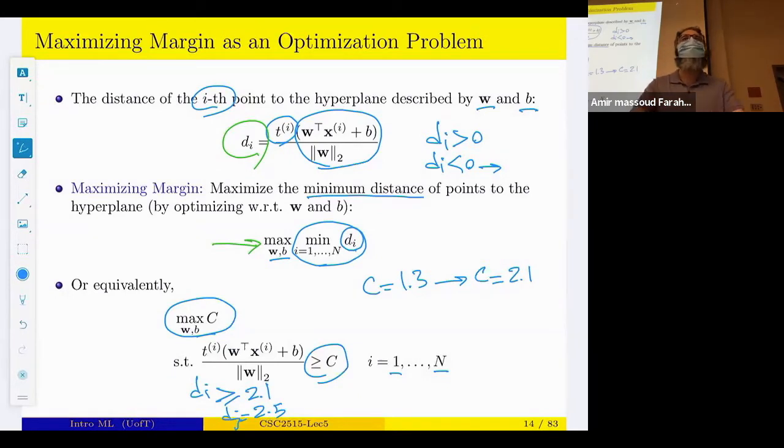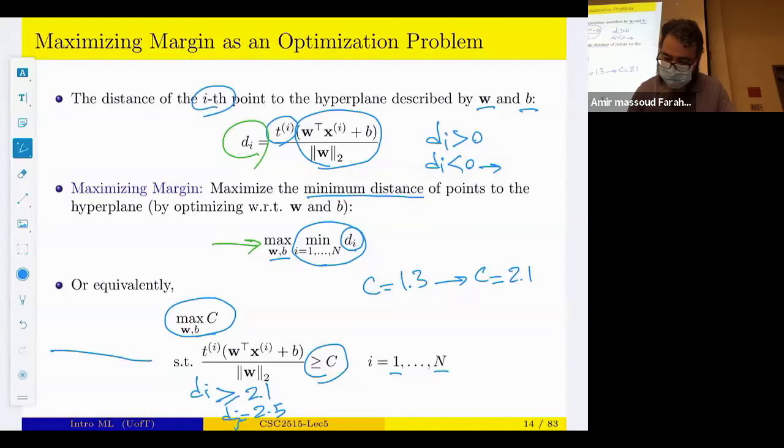For example, if I ignore one point, would this equation handle that? Would it be okay with ignoring one? Okay, so the comment was: what happens if we can ignore one point and make C much larger? So this is a good point.